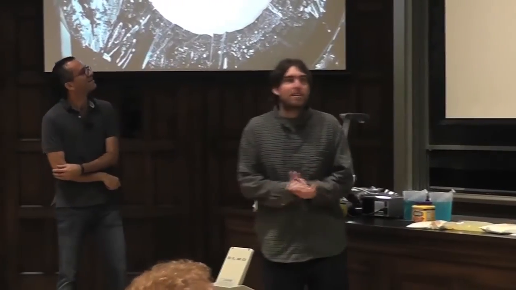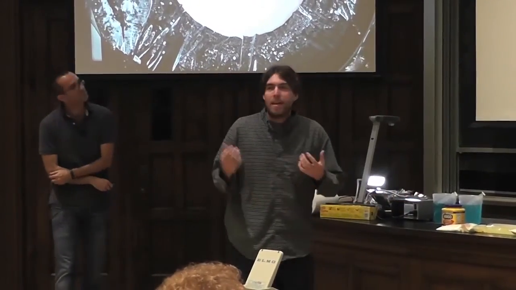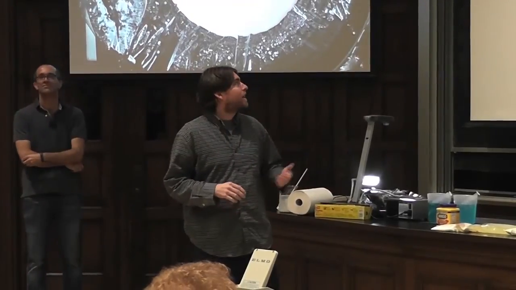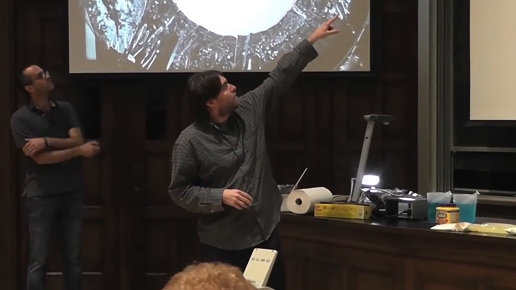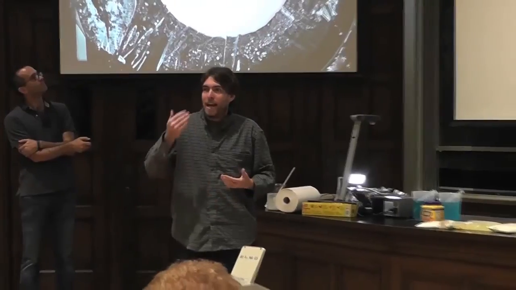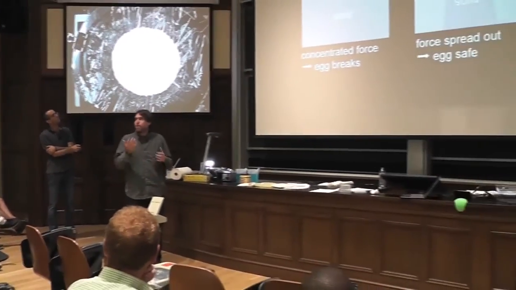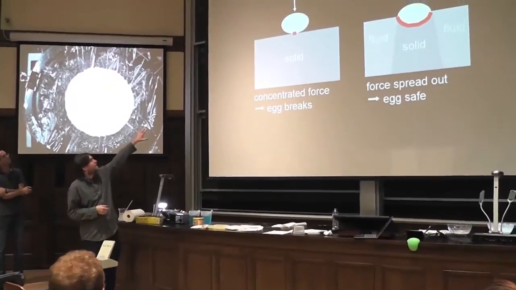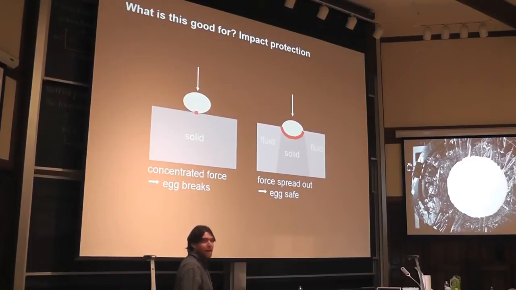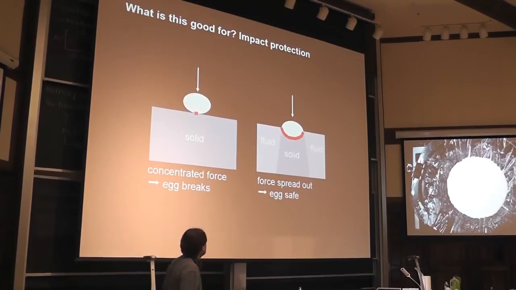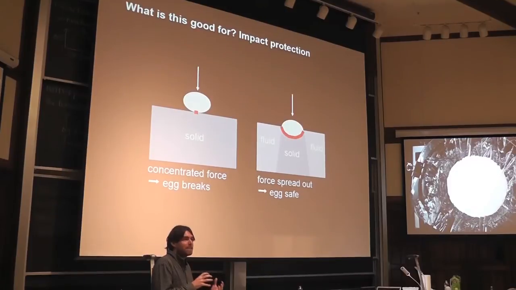Why might this be a good protective material? If we drop that egg on the solid ground, you think about that picture on the left there. That egg is going to hit the ground, and all the force of that impact is going to be concentrated at a point at the edge of that egg where that red square is. So in protecting something, it's not just the amount of force that matters, but the concentration of that force matters. If you were to poke that egg with something sharp, it would break more easily.